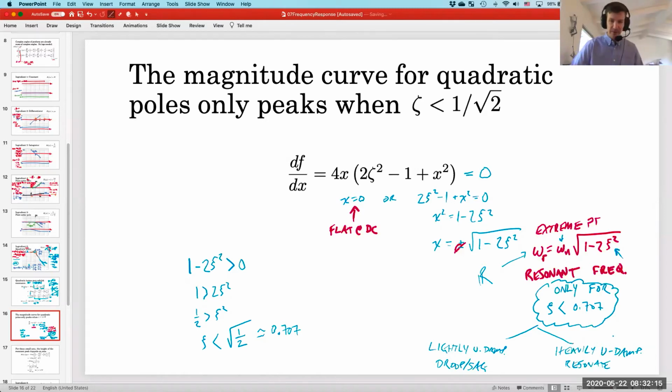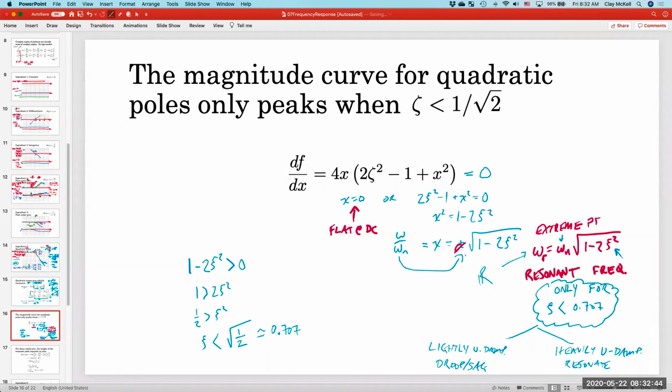Are there questions on that? I think we've mentioned it before, but when you wrote the expression for the resonant frequency and you multiplied it by omega n, is this the assumption that omega n is just 1? No, so x we defined as the ratio of omega to omega n. Got it, so all I'm doing is moving the omega n over. Okay, thank you. Yeah, sure.